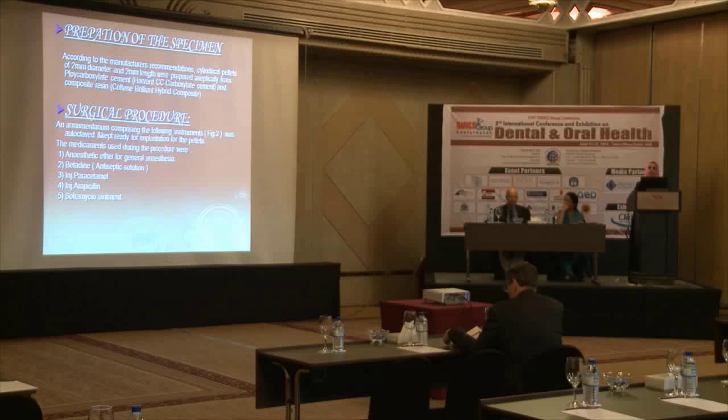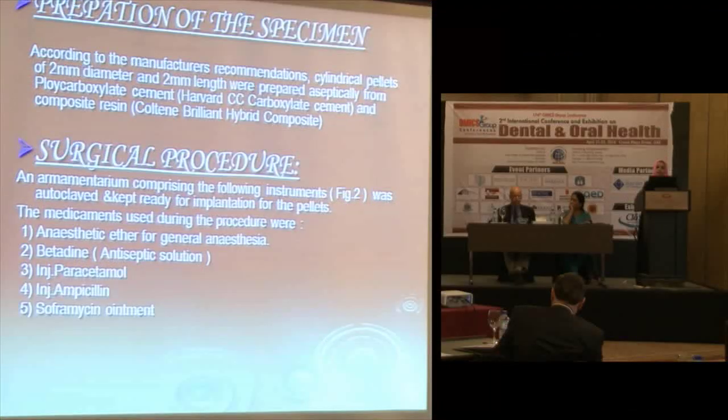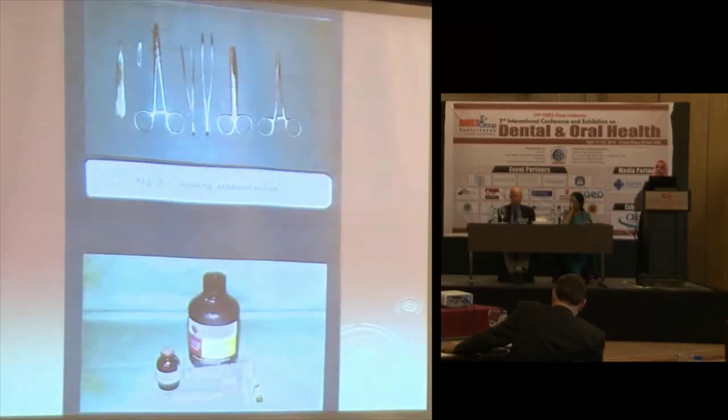Then the preparation of the pellets: according to the manufacturer's recommendation, cylindrical pellets of 2 mm diameter and 2 mm length were prepared aseptically from polycarboxylate cement and composite resin. The surgical procedure: an armamentarium was autoclaved and kept ready for implantation of the pellets. The medicaments used were anesthetic ether, Betadine, injection paracetamol, injection ampicillin and Sulfamycin ointment.